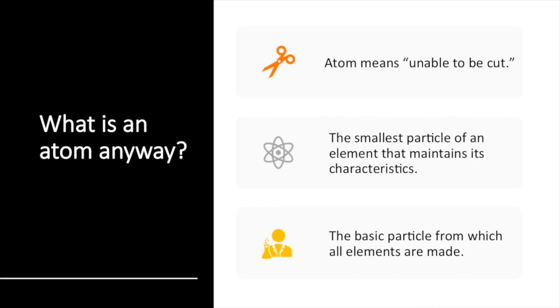So what is an atom anyway? The word atom literally means unable to be cut. So an atom is the smallest particle of an element that maintains its characteristics. In other words, atoms are the basic particle from which all elements are made.